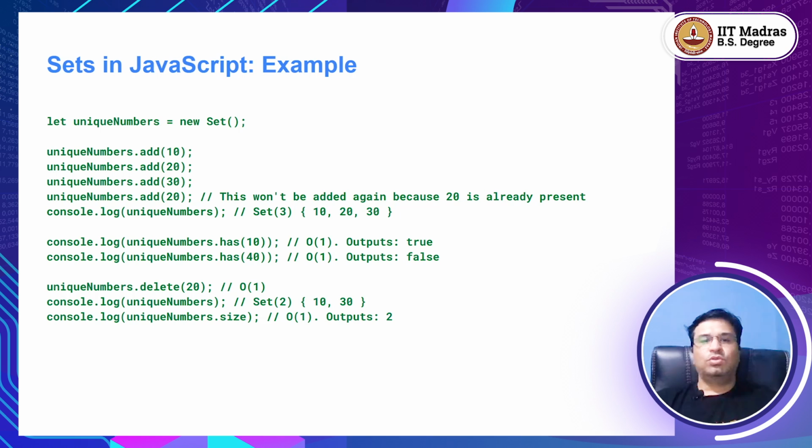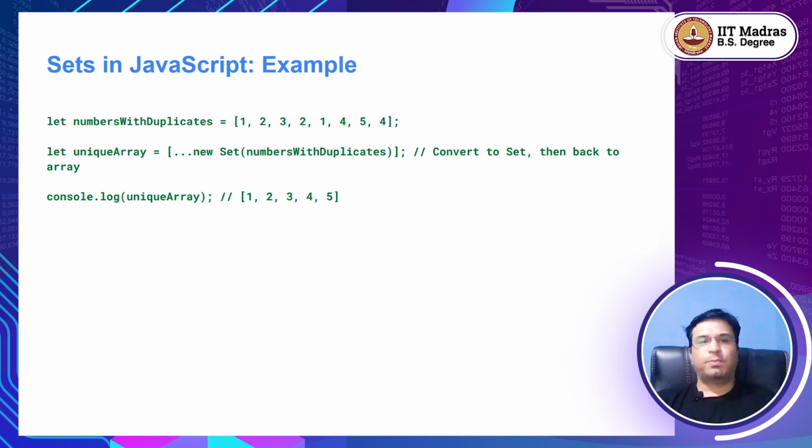To remove a value, use the .delete method, which is also an average Big O(1) operation. Here, uniqueNumbers.delete(20) removes the value 20 from the set. uniqueNumbers.size returns the number of unique values in the set.